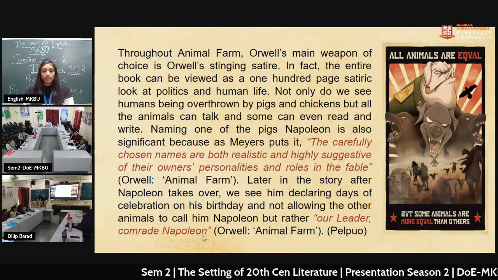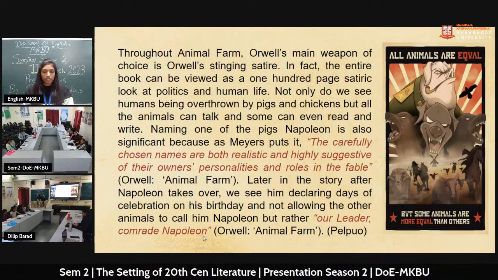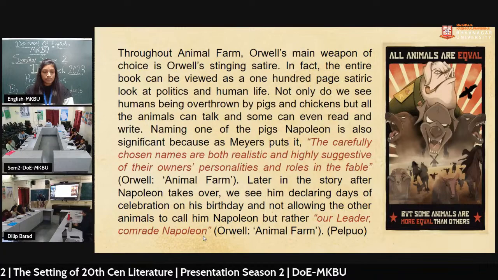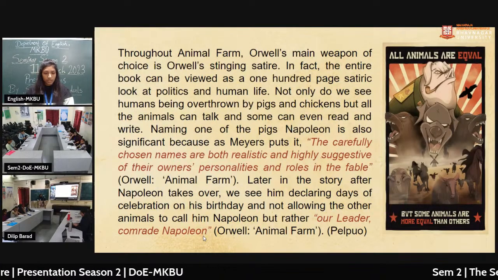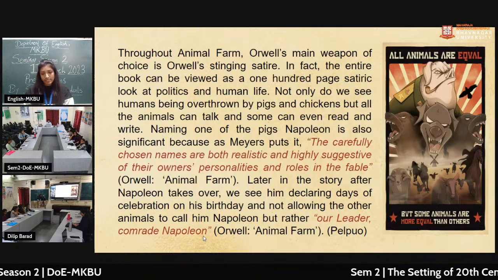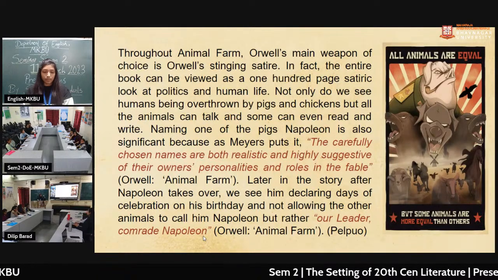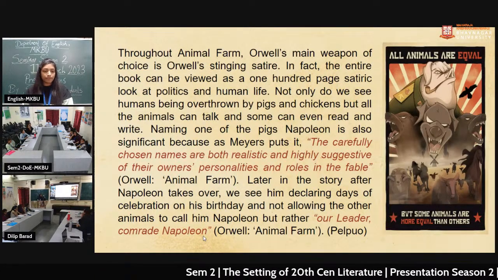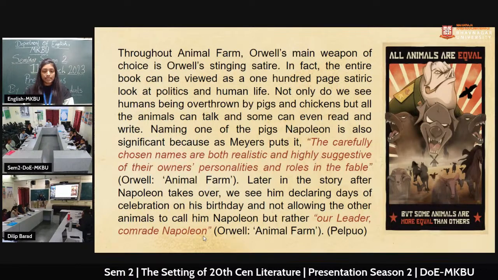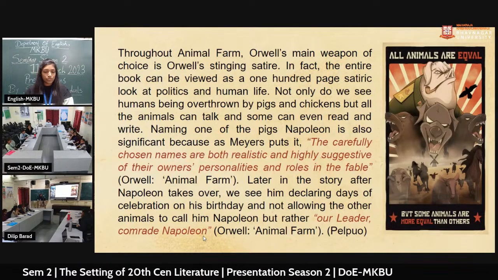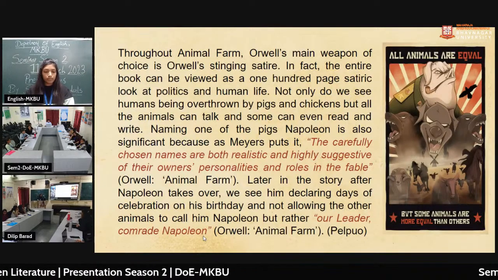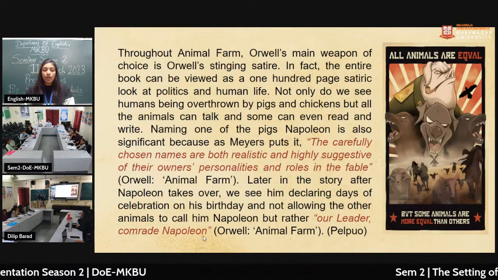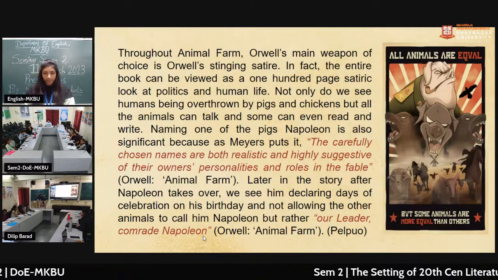Naming one of the pigs Napoleon is also significant. The carefully chosen names are both realistic and highly suggestive of their owners' personalities and roles in the fable. Later in the story, after Napoleon takes over, we see him declaring days of celebration on his birthday and not allowing the other animals to call him Napoleon, but rather "our leader, Comrade Napoleon."